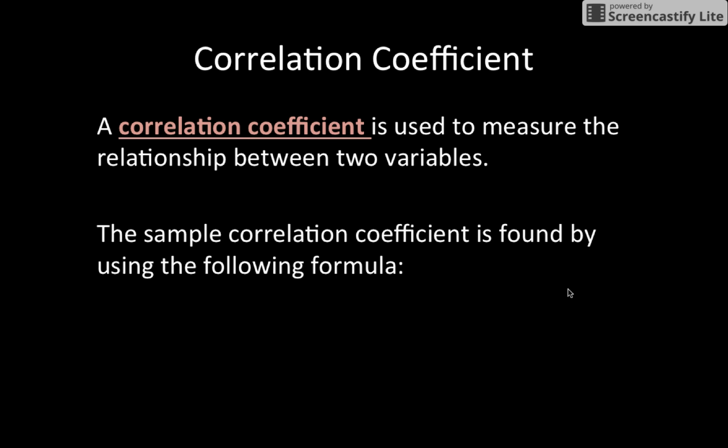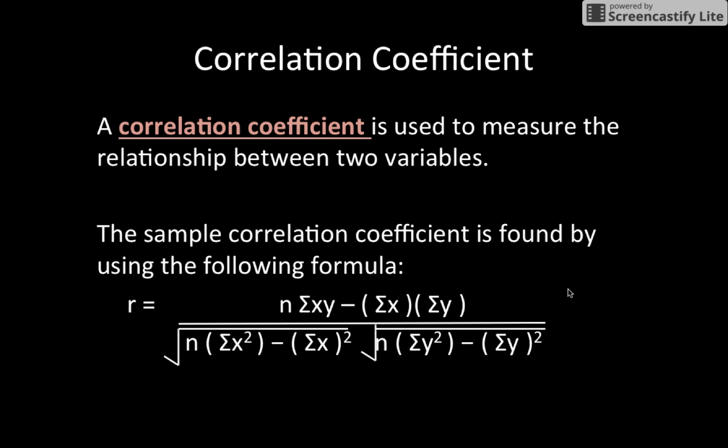The sample correlation coefficient is found by using the following formula. R equals n times the sum of x times y minus the sum of x times the sum of y, over the square root of n times the sum of x squared minus the sum of x, squared, times the square root of n times the sum of y squared minus the sum of y, squared.